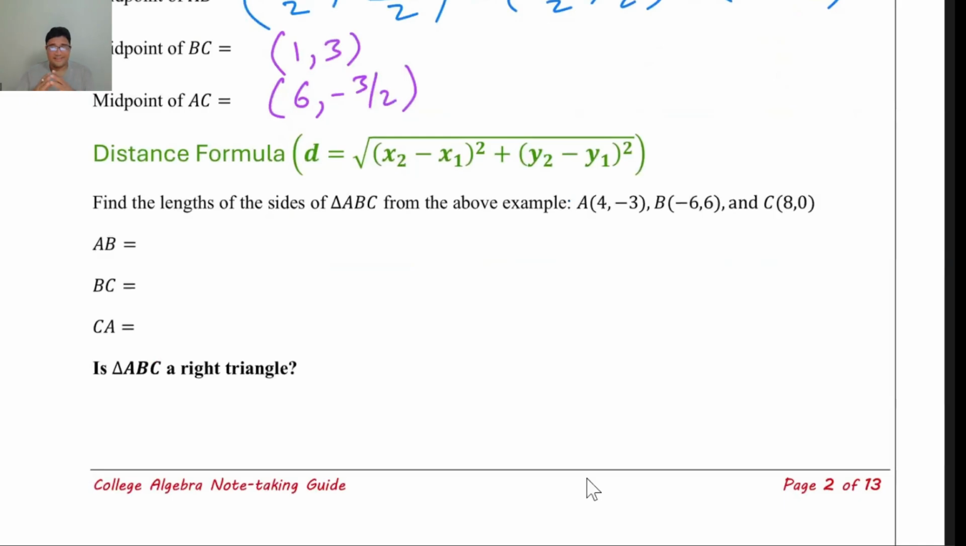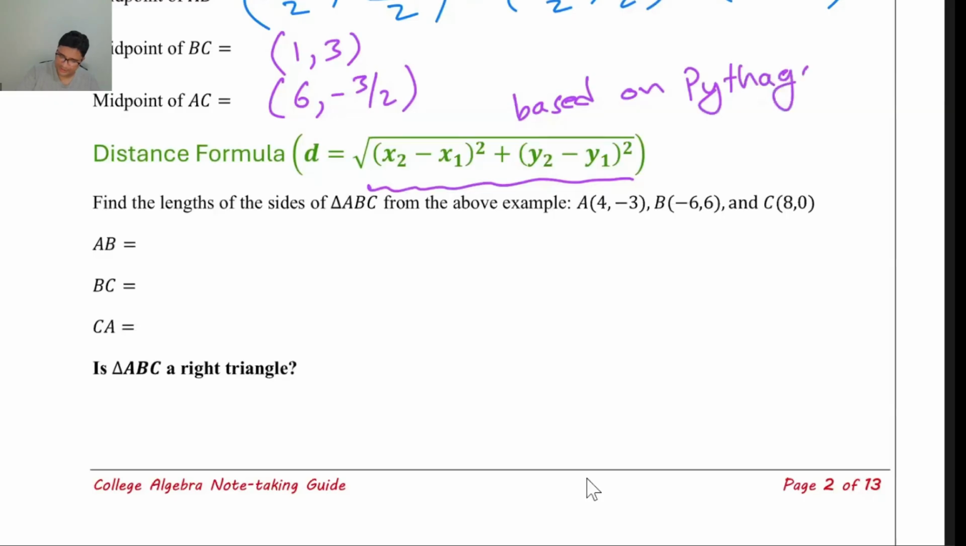Midpoint is one idea. Another idea is, what is the distance? If I travel from this point to that point on the coordinate system, how much length am I covering? And here's the formula for that. We don't go into some of these details, but you can easily, intuitively understand this is based on the Pythagoras theorem. I'll just leave it at that.